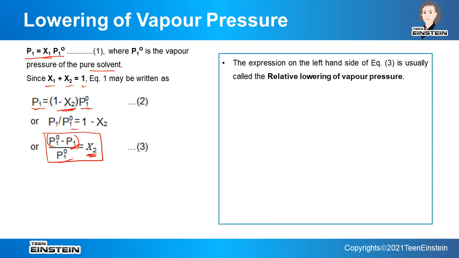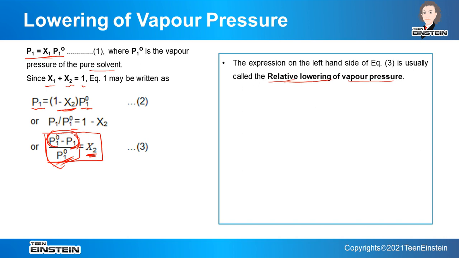the original vapor pressure. This ratio is known as relative lowering of vapor pressure. The numerator is the lowering, but when we say relative lowering, that means compared to the initial vapor pressure, what is the lowering? That is why it is relative lowering, and this is equal to X2, that we have already proved. Now you can write in place of X2.